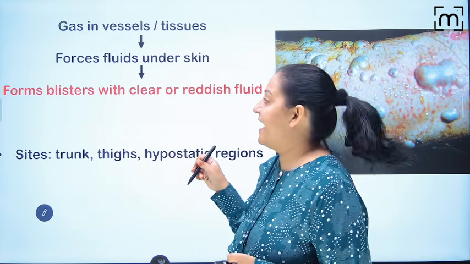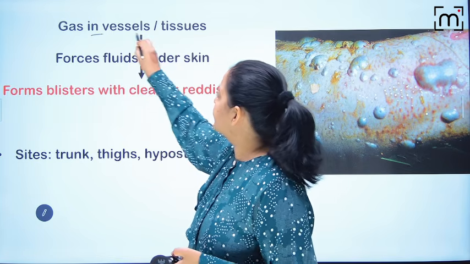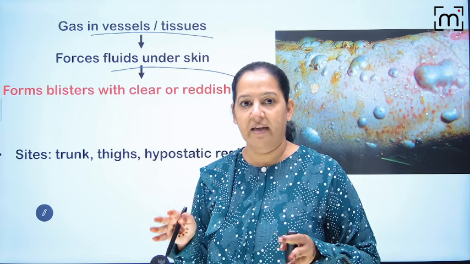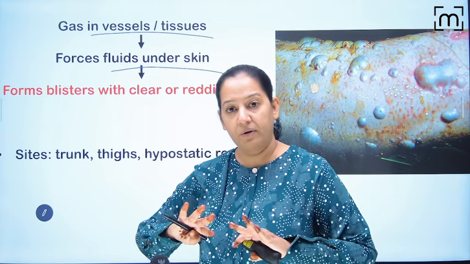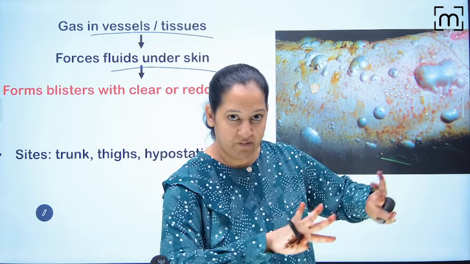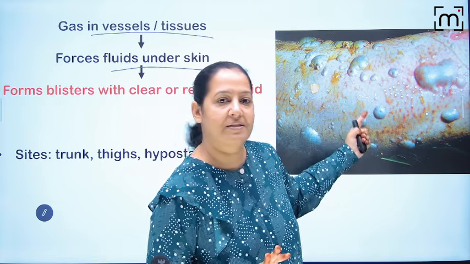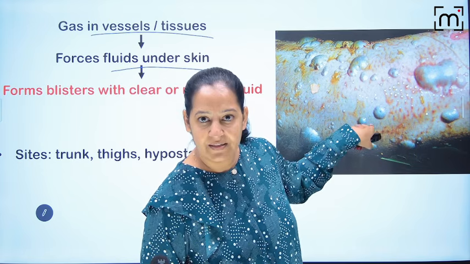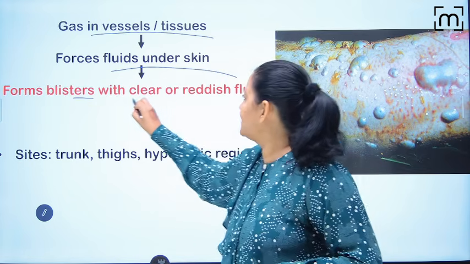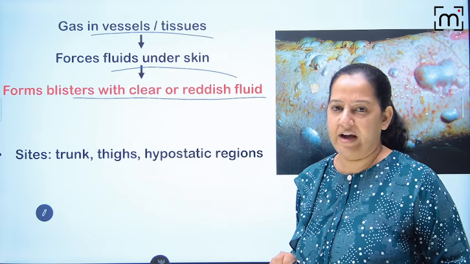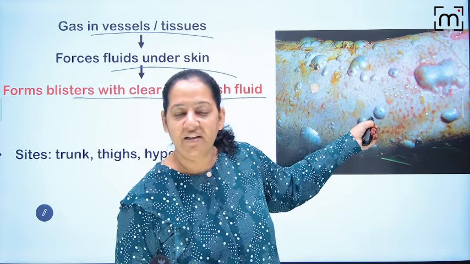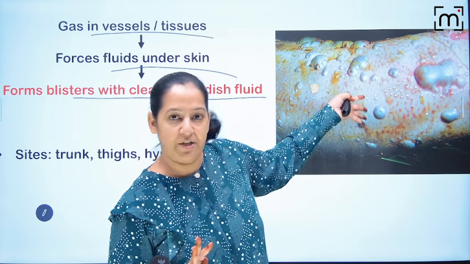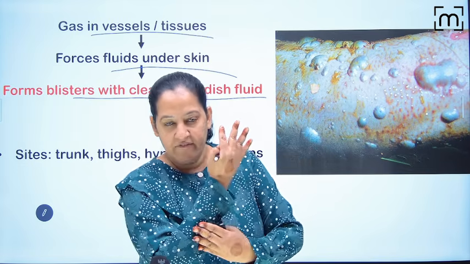The third: gas in the vessels and the tissue forces the fluid under the skin. In the viscera the gas is there, in the tissue the gas is there, so it forces the fluid to go into the skin. So the skin has blisters which contain serous fluid, clear or reddish fluid. They don't contain gas; they contain fluid. So fluid is forced by the gas. Inside this skin, we have tissue.